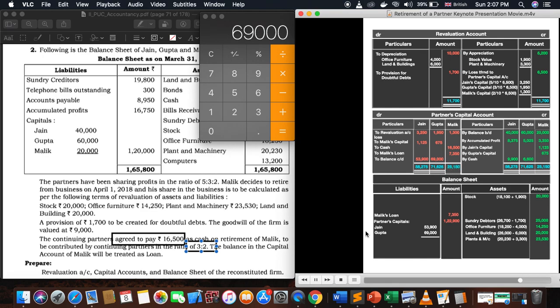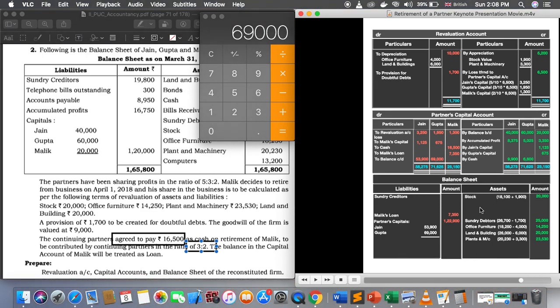So with this we finished the revaluation account, we finished the partners' capital account. Now we are left with the balance sheet. In this method, there are no more adjustments that need to be made. So now all we have to do is go on to the liability side, write the entries which are left out, and the entries on the asset side which are left out, you write on the asset side. Simple as that. We don't need the calculator now.